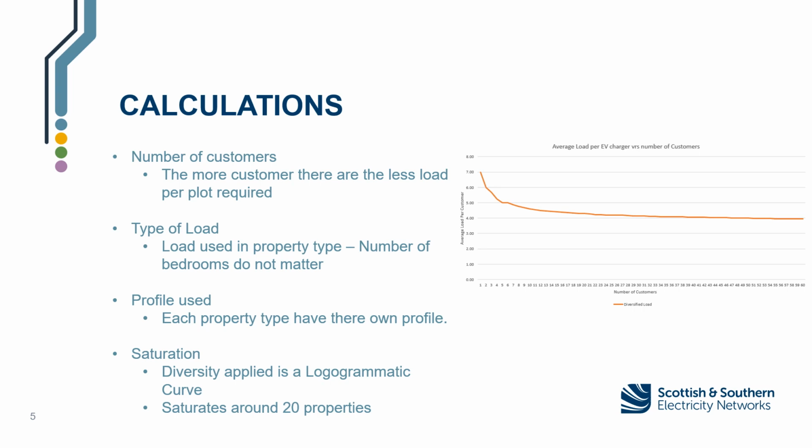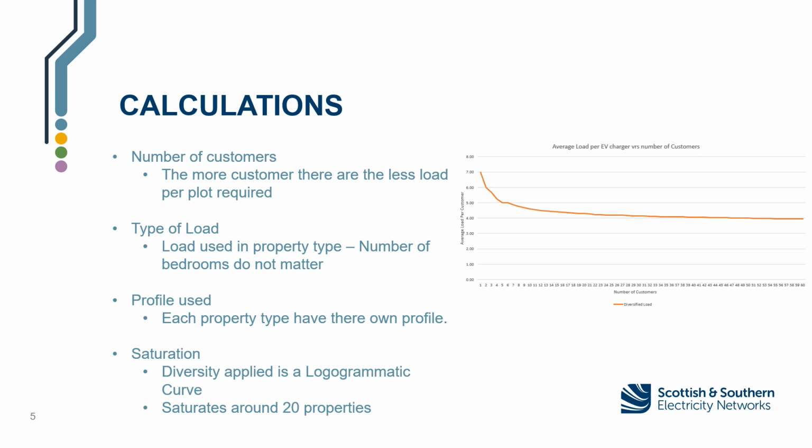Another factor that will affect diversity is the profile used. The profile will effectively be determined by the heating type, and for SSEN's calculator there are three main types of profile that are used, but the calculator will select that based on your heating type.